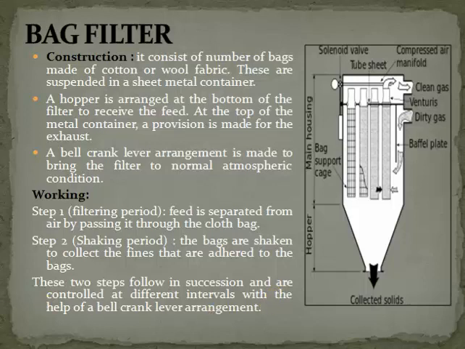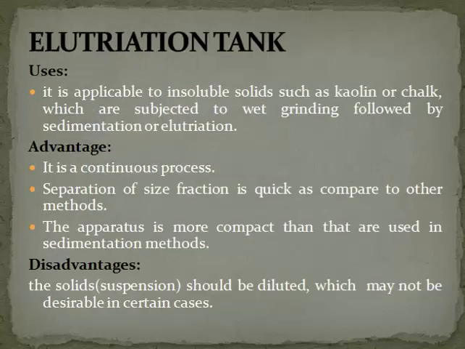Now the next equipment is the elutriation tank. It is applicable to insoluble solids such as kaolin or chalk, which are subject to wet grinding followed by sedimentation or elutriation. Its advantage is that it is a continuous process. Separation of size fractions is quick as compared to other methods. The apparatus is more compact than others used in the sedimentation method. The disadvantage of the elutriation tank is that the material should be diluted, which may not be desirable in certain cases. Now how will it work?